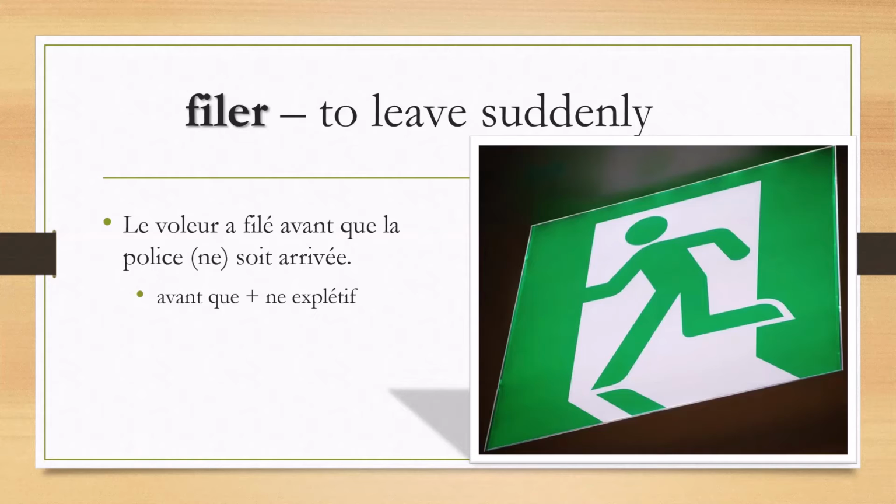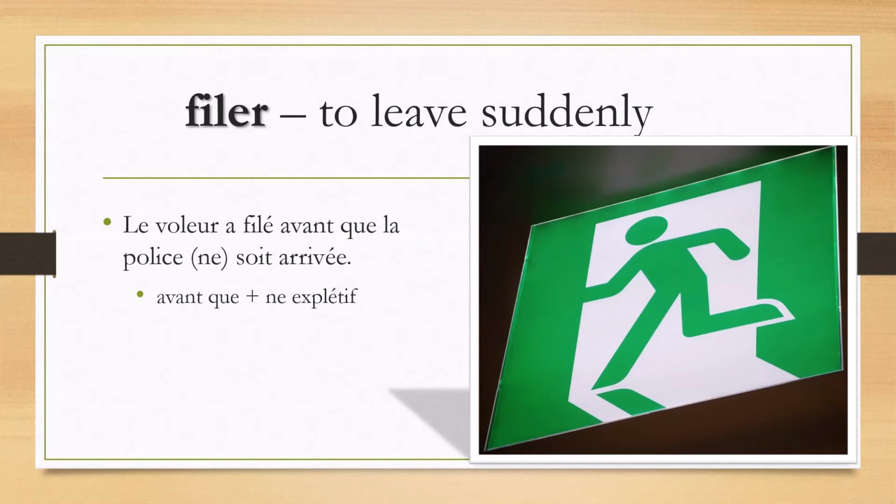So how could we negate the first part of the sentence? Le voleur a filé. The best and correct way would be le voleur n'a pas filé. But in the informal way, a French speaker would say le voleur a pas filé.